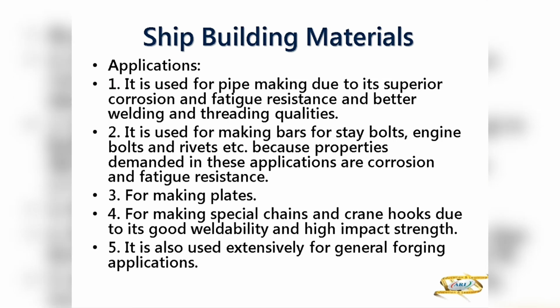Because for hardness, you require a certain amount of carbon content. So your wrought iron can be used for pipe making because it's corrosion resistant, fatigue resistant, with better welding and threading qualities. It is used for making bars for stay bolts, engine bolts and rivets because it is corrosion and fatigue resistant. It can also be used for plates, chains and crane hooks. Plus, it is also used for nuts and bolts. That is the forging industry. The nuts and bolts are made of wrought iron.